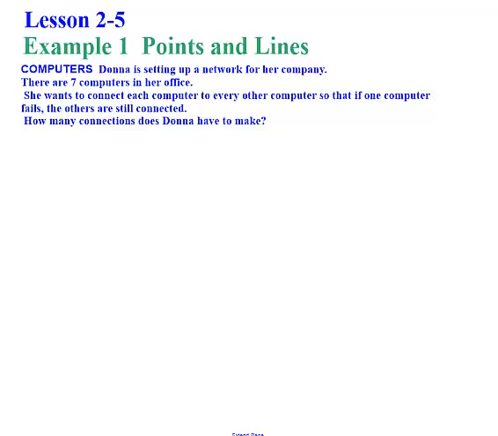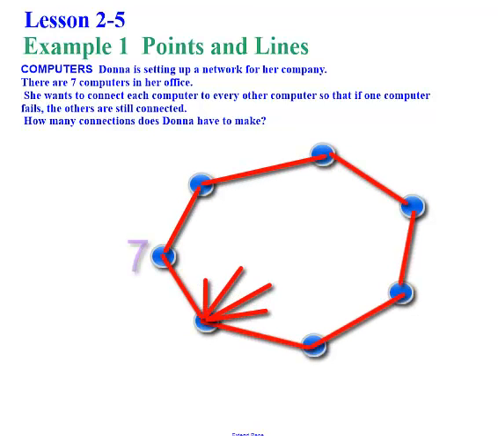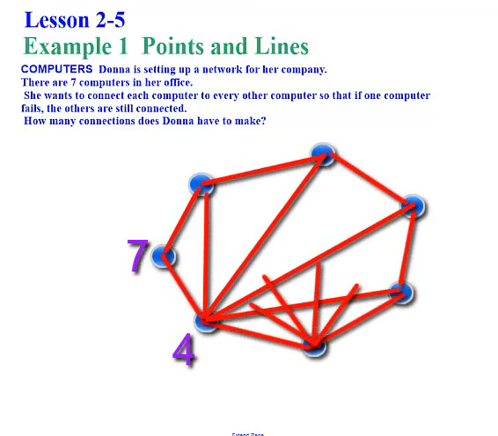Example 1, Points and Lines. This question is about computers. Donna is setting up a network for a company. There are 7 computers in her office. She wants to connect each computer to every other computer so that if one computer fails, the others are still connected. How many connections does Donna have to make?